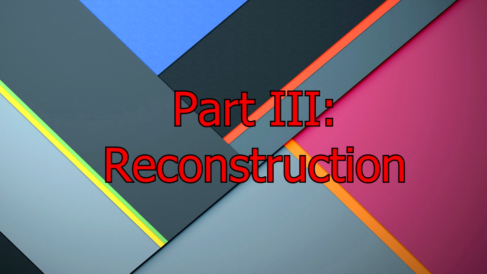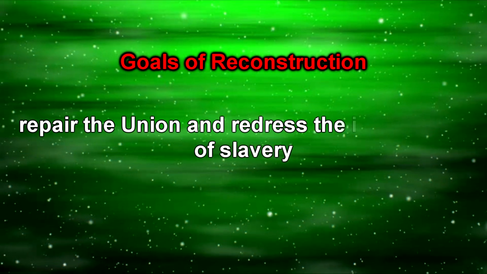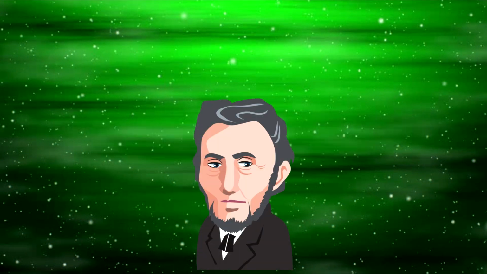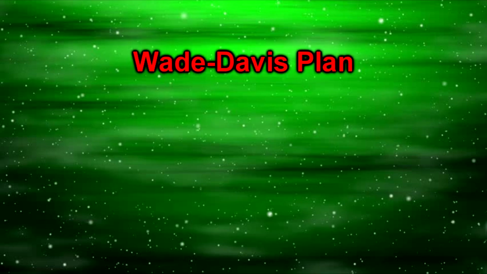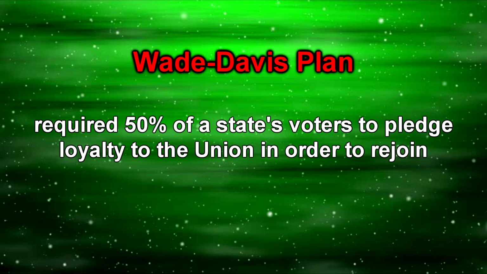Part 3. Reconstruction. The goal of Reconstruction was to bring seceded states back to the Union while also to redress the inequalities of slavery. During wartime, Lincoln made an attempt at Reconstruction through the 10% Plan, which required only 10% of the Southern states' voters to pledge loyalty to the Union in order to rejoin. In opposition, radical Republicans proposed the Wade-Davis Plan, which required 50%. However, this plan was pocket vetoed by Lincoln.